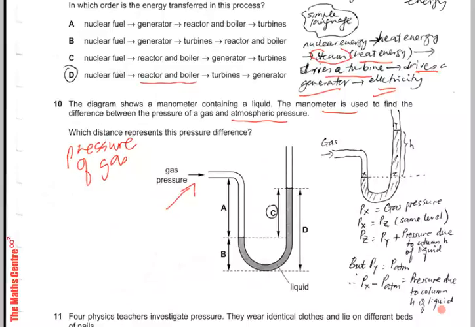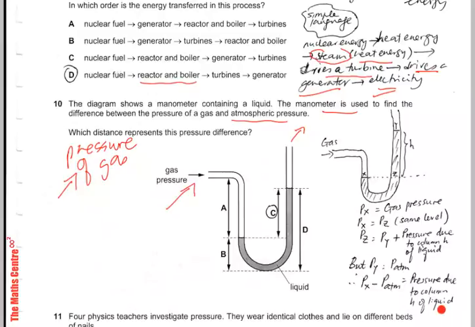Now before we go on any further, let's summarize. A manometer, I'd like you to know, is used to measure the pressure of gas. Now we have this end which is connected to the gas and this end which is open to the atmosphere. Our question asks us which distance represents this pressure difference, the pressure difference that they're talking about in this problem.